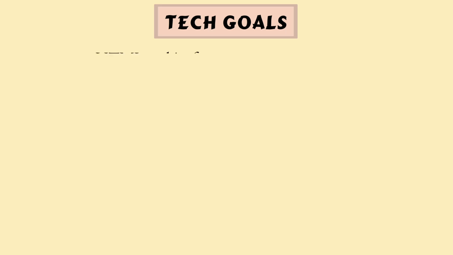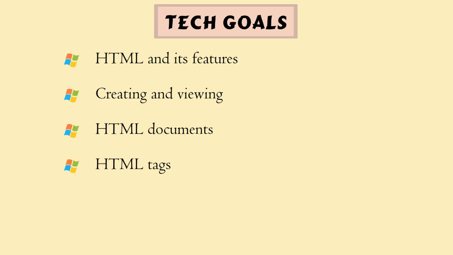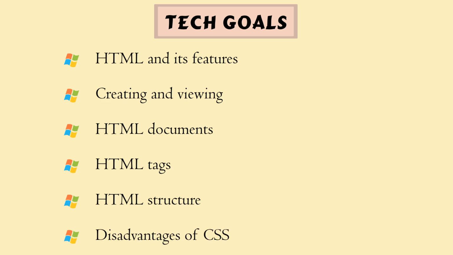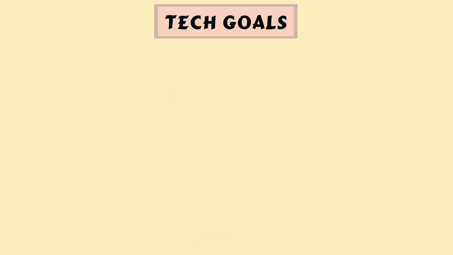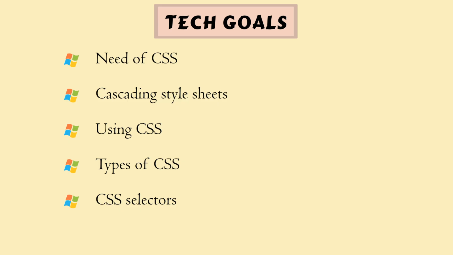Teach goals: HTML and its features. Creating and viewing HTML documents. HTML tags. HTML structure. Disadvantages of CSS. Need of CSS. Cascading Style Sheets. Using CSS. Types of CSS. CSS selectors. CSS properties.